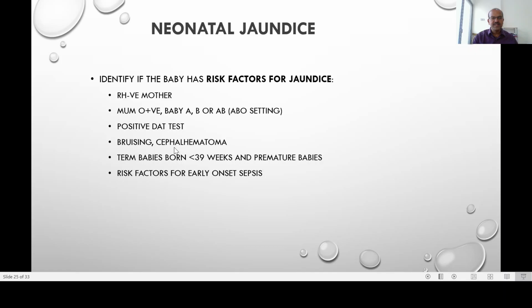Term babies less than 39 weeks, so 37 and 38 weekers, and the late premature babies are at risk as well. And if you have risk factors for early onset sepsis, there is a higher risk of jaundice as well. So it's a very common problem, and you have to monitor it before you consider discharge, and also when you plan the follow-up. You have to have clear-cut guidelines. I mentioned the CDC guidelines and the use of the Bili tool. I refer you to my video on that topic to review.